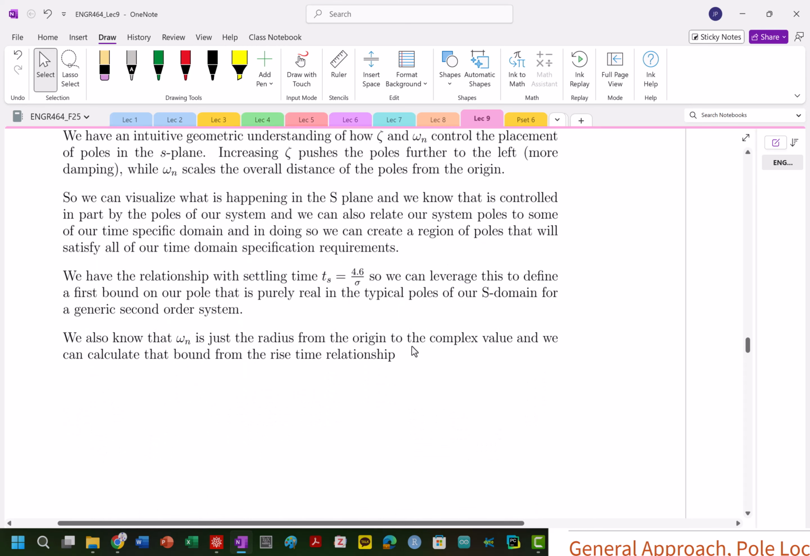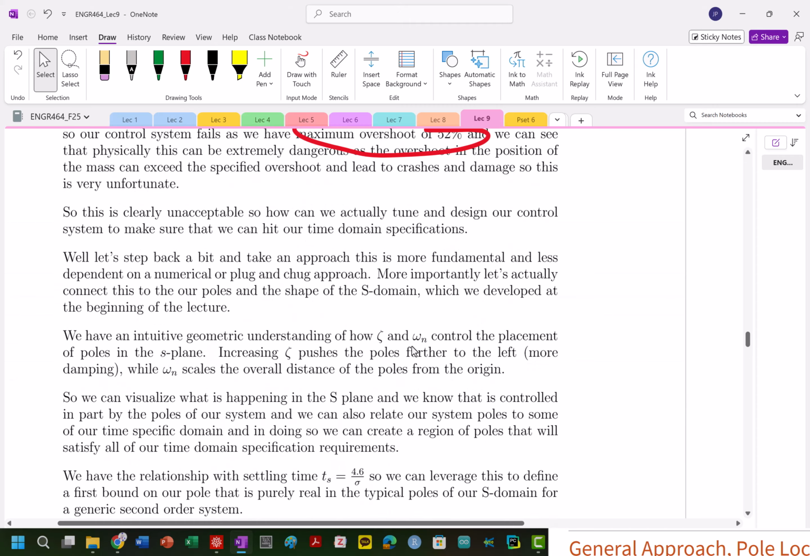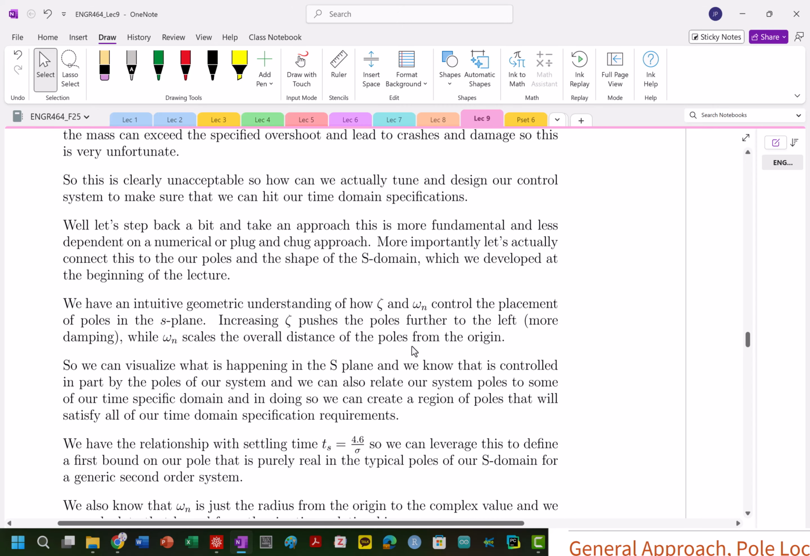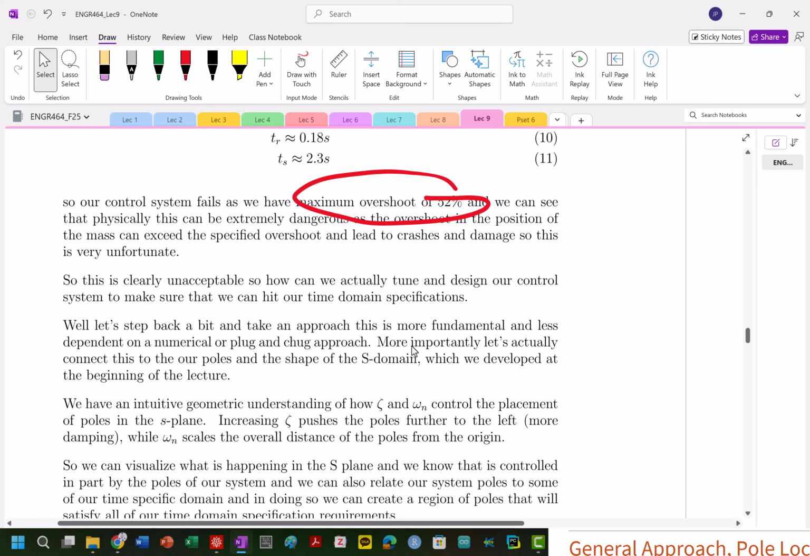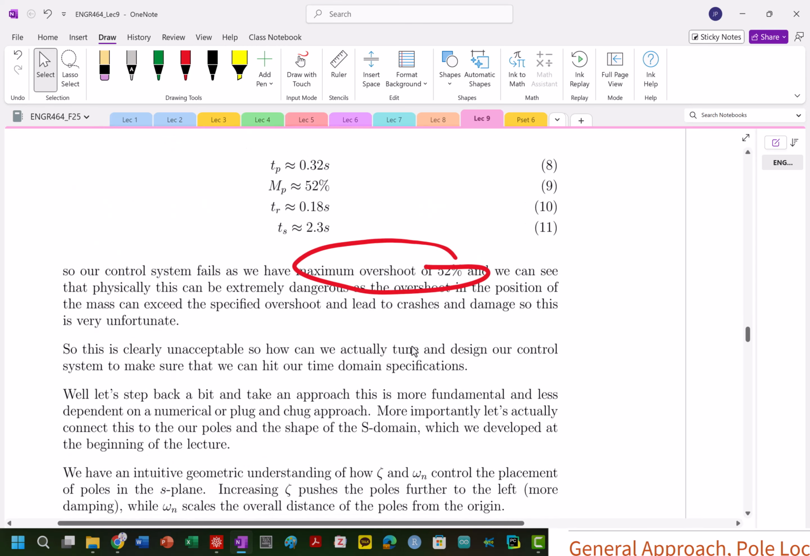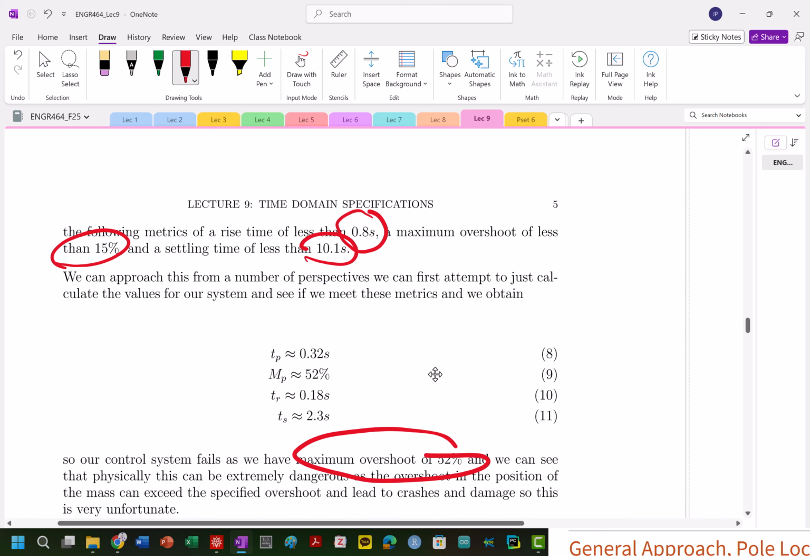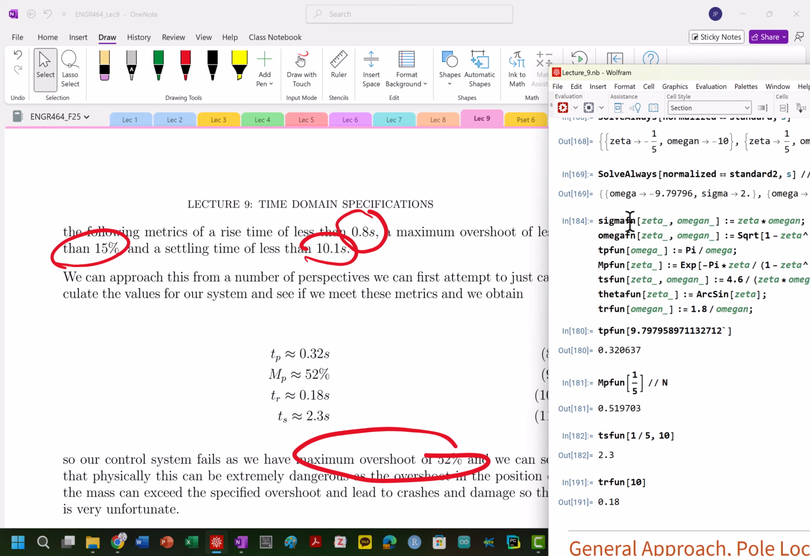But does that mean we fail, or we can't do anything, that's it? We just have to start from scratch and guess the parameters again? No, we have to figure out where we're failing. What metric are we not hitting? What are the parameters that we can tune? And really importantly, we have to make sure when we tune those parameters, we're not changing any of the other metrics. Because if you change omega n or zeta, you're going to change a lot of these values. So we have to be careful.